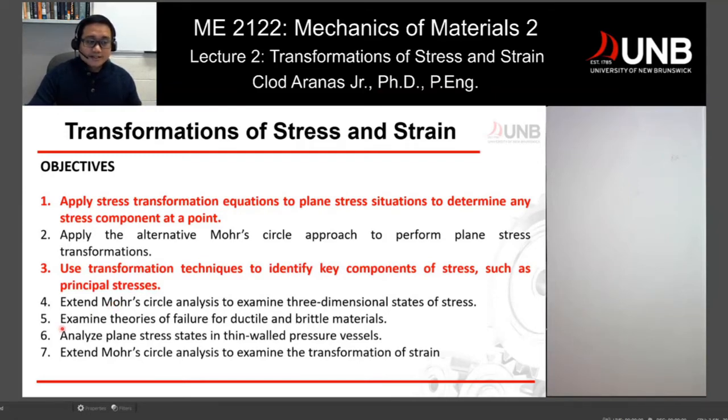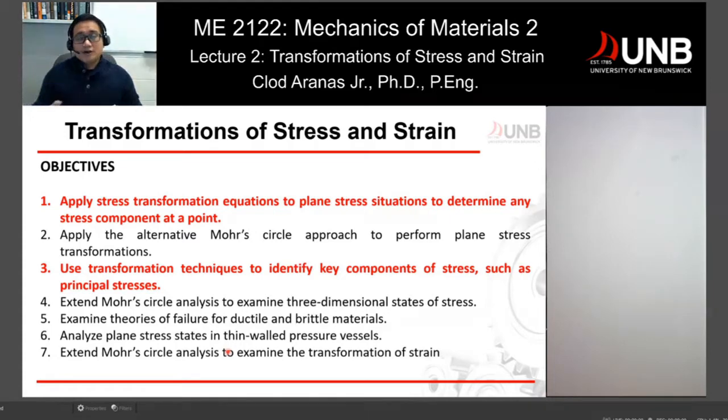The fifth one is to examine theories of failure for ductile and brittle materials. This is important if you're going to design, for example, a component. Once you have a component, you apply a load. Will the component fail in a ductile or brittle manner? Of course, it depends on the mechanical properties of the material. Going back to my example last time, if you have aluminum and steel, of course, they're going to have a different mechanical response. Now, the sixth item here is to analyze plane stress states in thin walled pressure vessels.